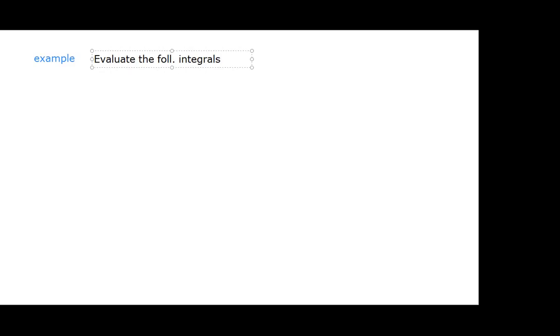The first thing that I'm going to ask you to evaluate is the antiderivative of cosecant of 1 minus 4x with respect to x. Okay, so you have 1 minute to work on this one.